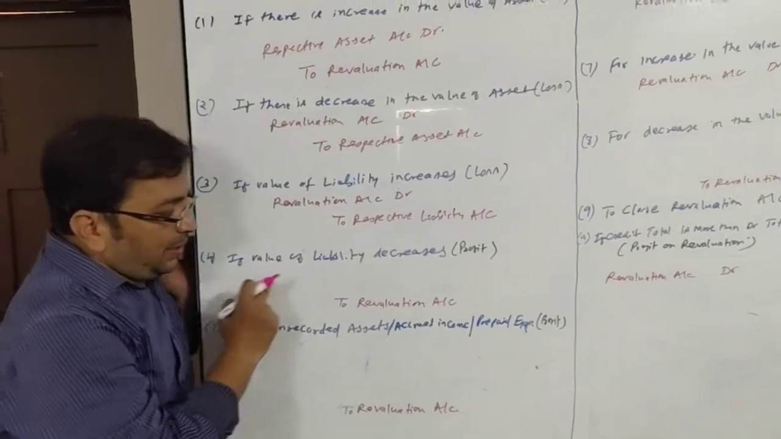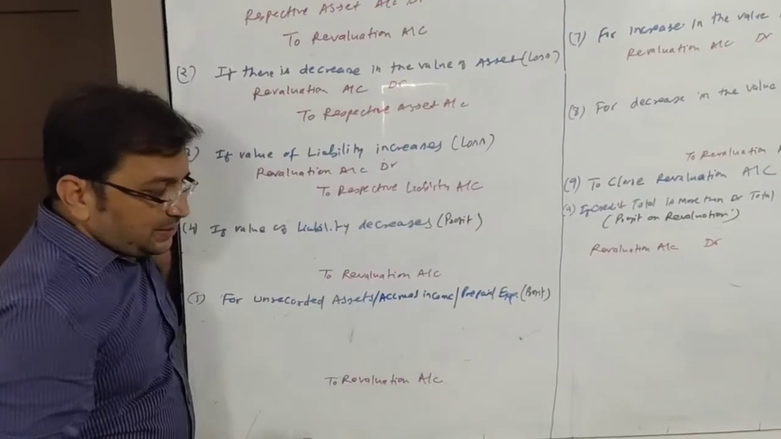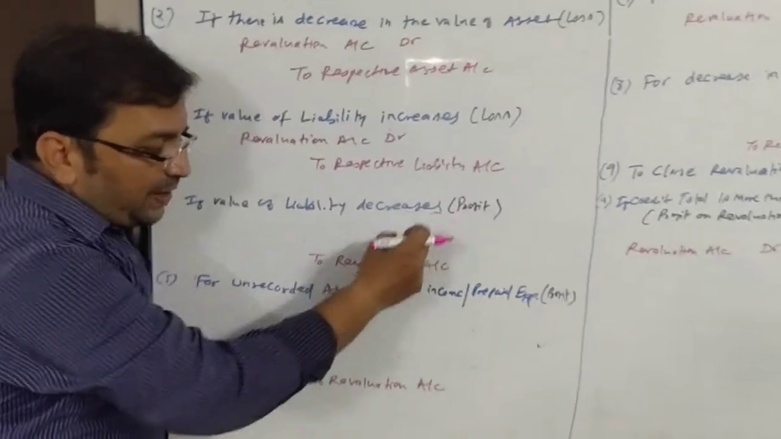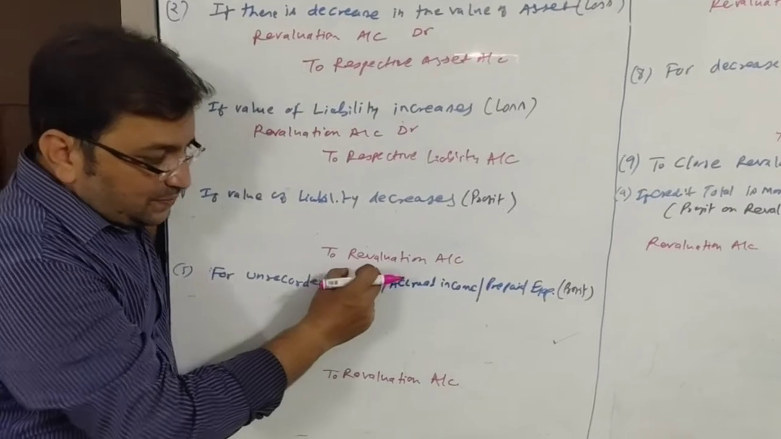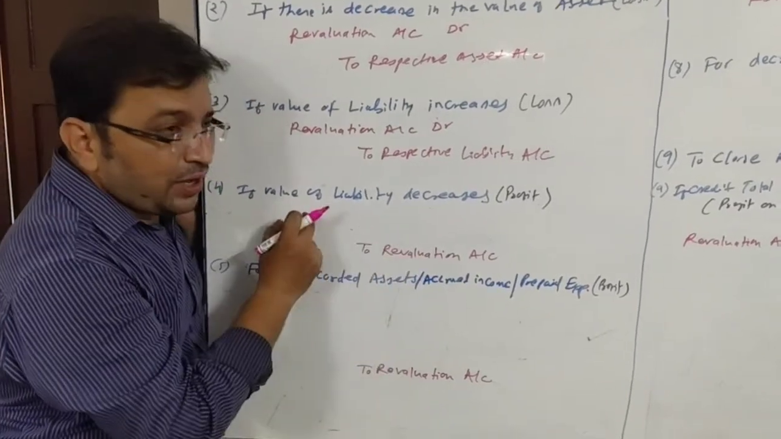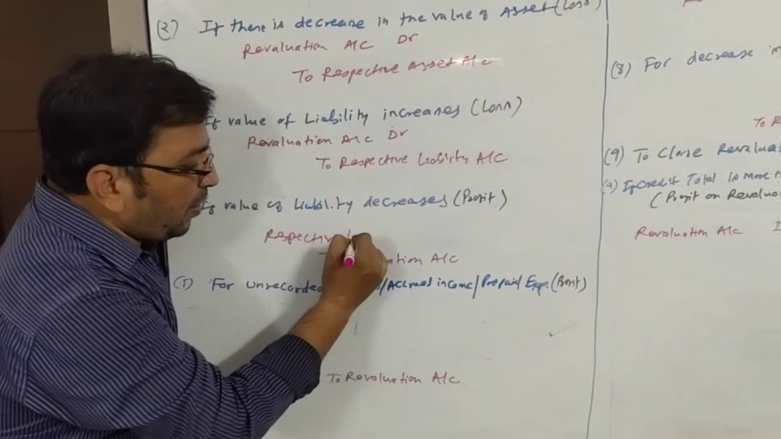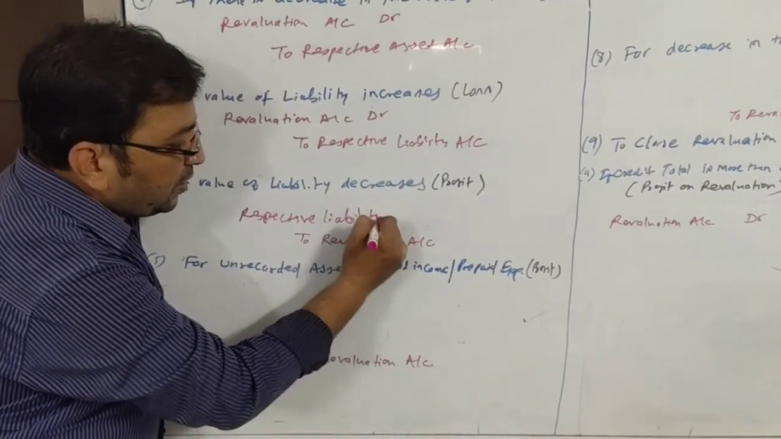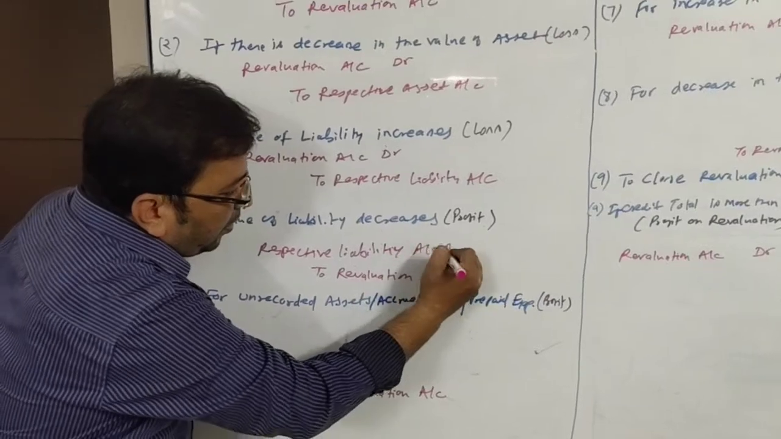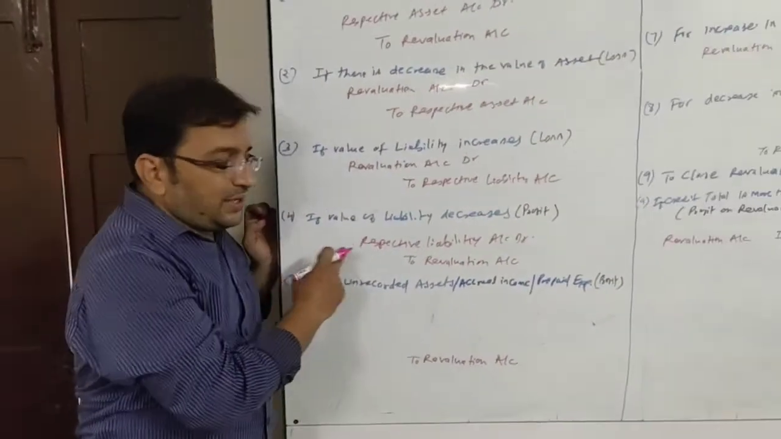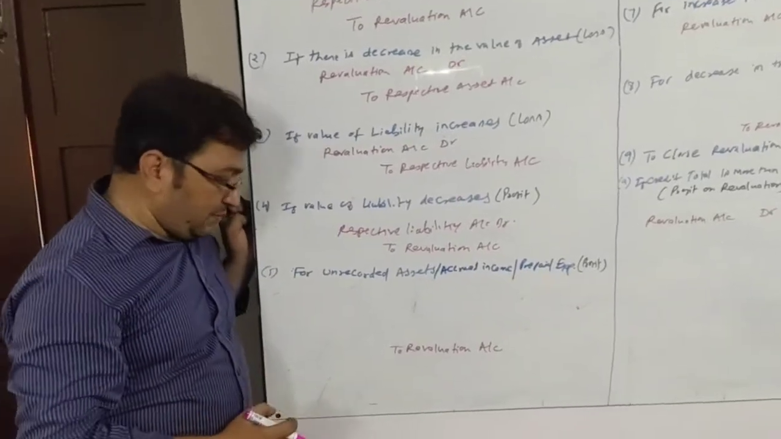Next condition, if the value of liability decreases, there is a profit to revaluation account, that is credited to revaluation account. What to debit? Then the respective liability. Say for example, creditors are reduced by 5,000, so creditors account debit to revaluation account.